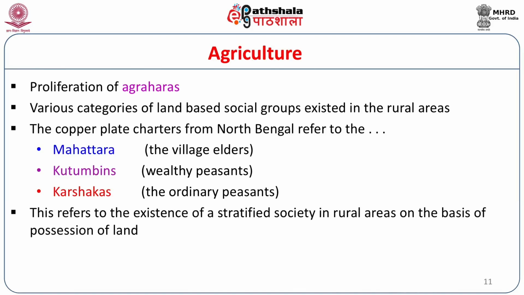So, we have at least reference to 3 groups related to land. They are the Mahattaras, the Kutumbins and the Karshakas. This refers to the existence of a stratified society in rural areas on the basis of the possession of land, which is an important development of the Gupta period.